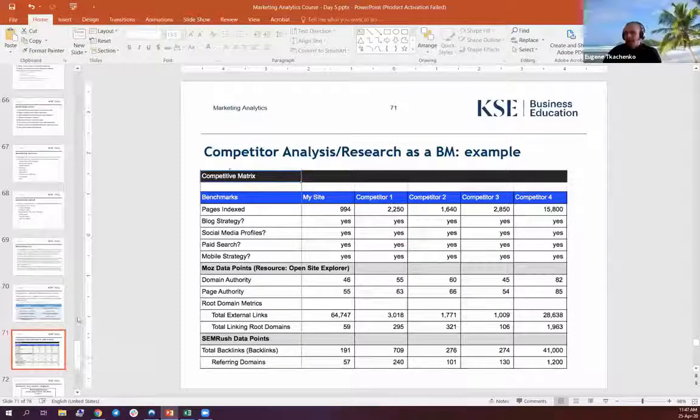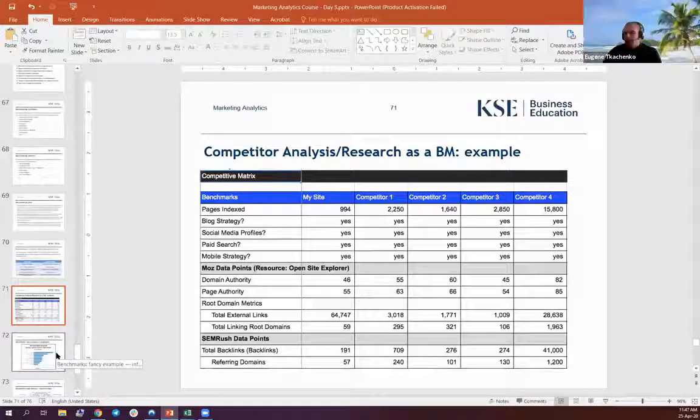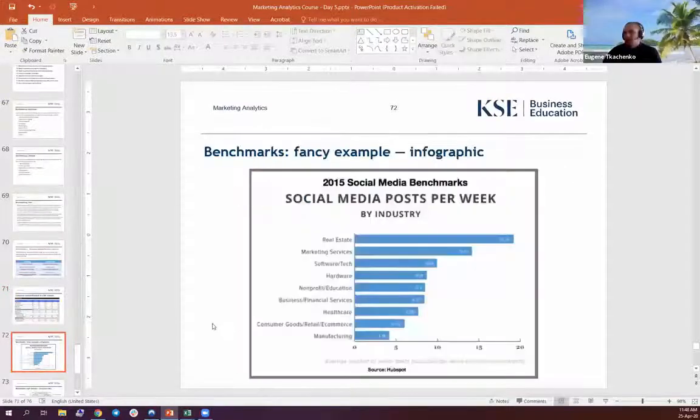This is just a fancy way of leveraging competitor analysis research. What you can see in the form of infographic diagrams, very fancy diagrams, are the results or data structured in this way. You just need to pinpoint that, for example, we are in the hardware industry, and locate that we are performing with an average number of social media posts per week of 15. But the question is, does it really help to grow our business? And it all comes to the attribution.